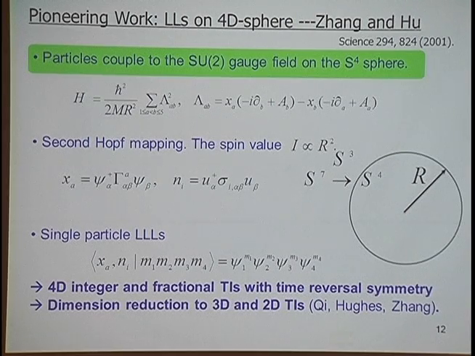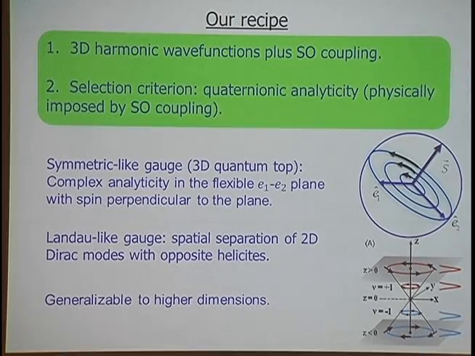A very important point is that such a state maintains time reversal symmetry. And later on, Xiaoliang Qi, Hughes and Professor Zhang showed that by dimensional reduction from this state, one can also get 3-dimensional and 2-dimensional topological insulator states. And now we want to come back to the flat real space. Let's come back to 3 dimensions.